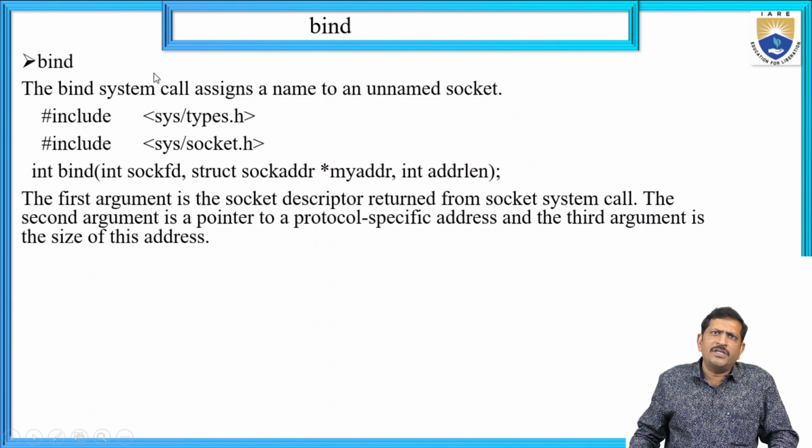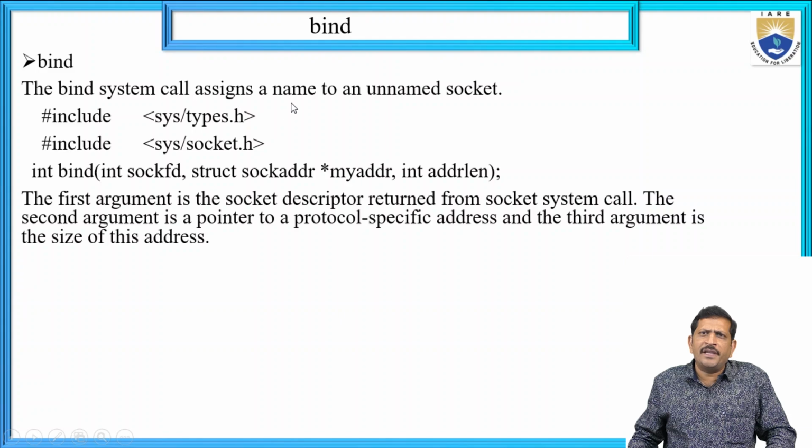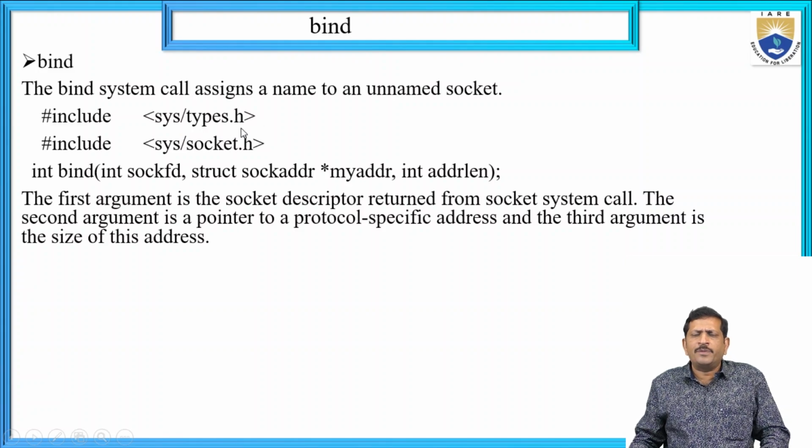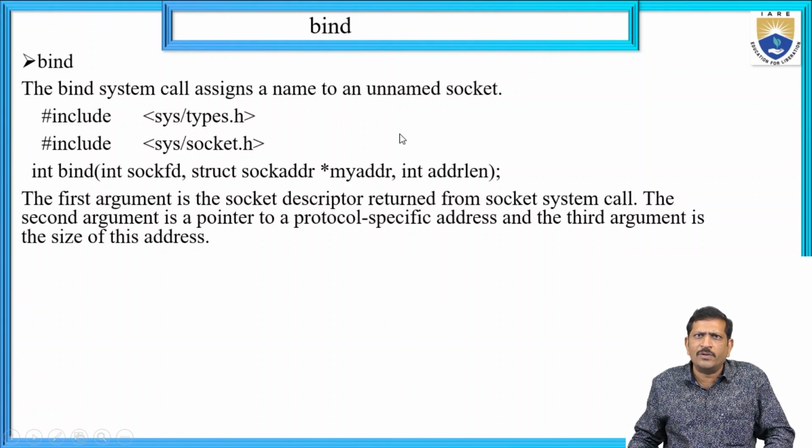And the bind system call. The bind system call assigns a name to an unnamed socket. Suppose you are using an unnamed socket in client server communication or any other communication, the bind system call assigns the name to the unnamed socket. Here is the code for giving the name: #include <sys/types.h> and #include <sys/socket.h>. These are the directives we can use for naming the socket.